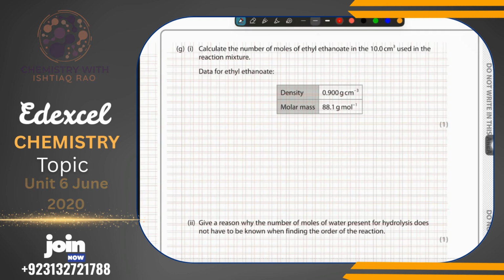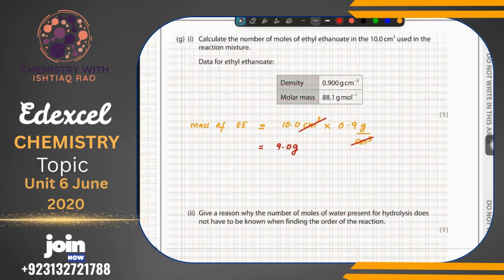10 centimeter cube. What if I find out the mass first? Mass of ethyl ethanoate is equal to 10.0 centimeter cube multiplied by 0.9 grams per centimeter cube. The units cancel, so it's going to be 9.0 grams. This is the mass of ethyl ethanoate, right? And once I got the mass, then I can get the number of moles.